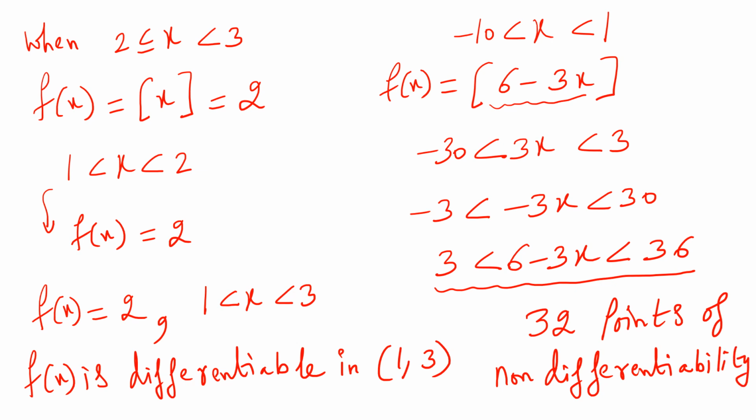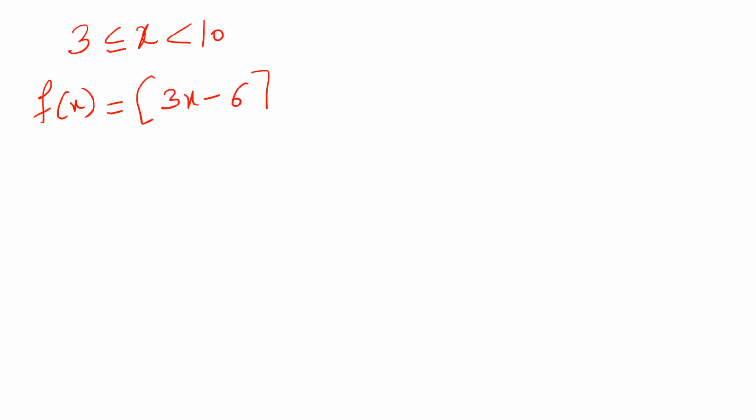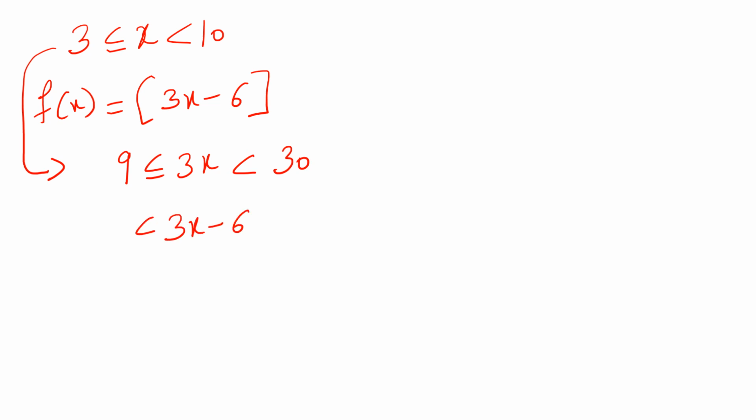Right? Now students, we move further and discuss the last subinterval. We discuss the last subinterval when x is greater than or equal to 3 and less than 10. Now in this particular subinterval, f(x) is defined as GIF of 3x minus 6. Now we will use the same concept again. At all those values of x for which 3x minus 6 becomes an integer, at those values of x, f(x) will become non-differentiable. Now in this particular subinterval, 3x is greater than or equal to 9 and less than 30. So just subtract 6 throughout this inequation. 3x minus 6 becomes greater than or equal to 3 and less than 24.